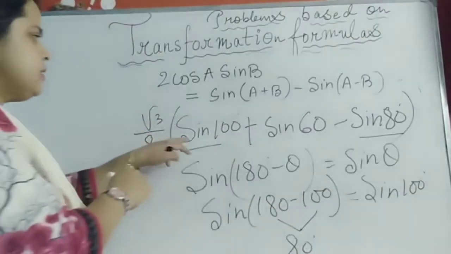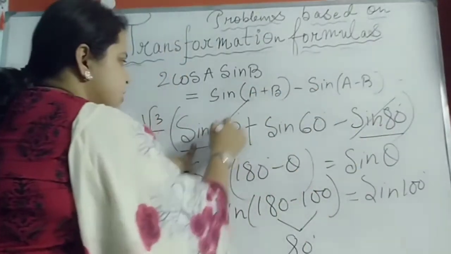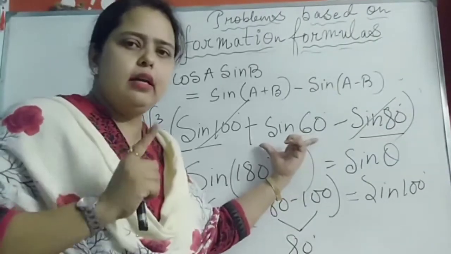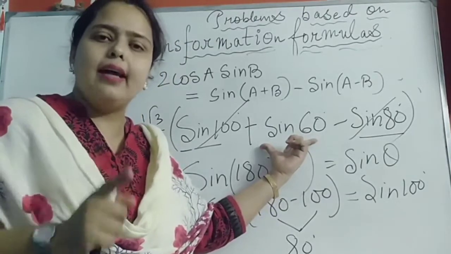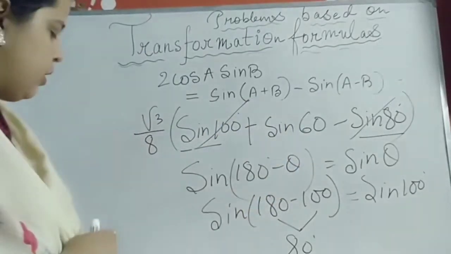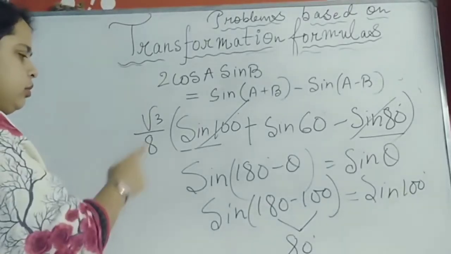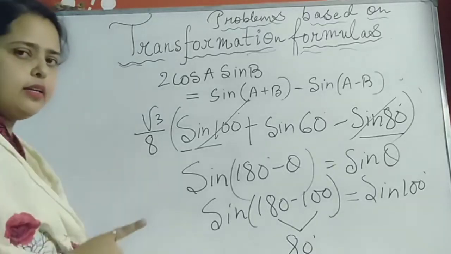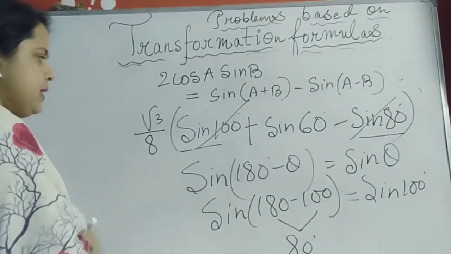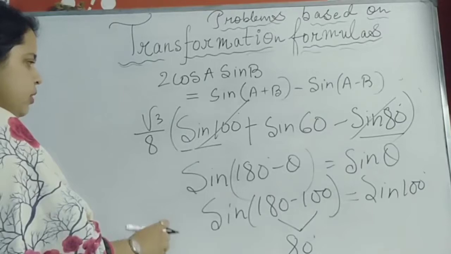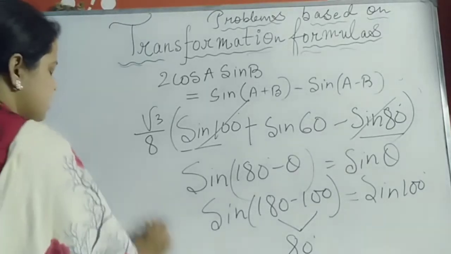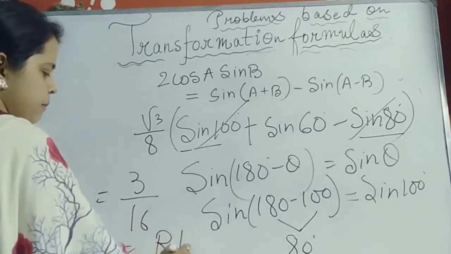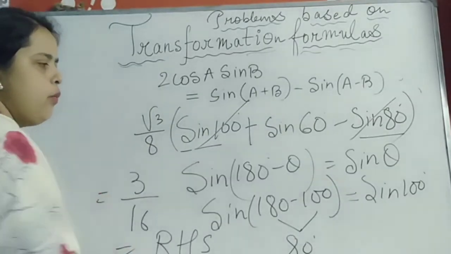So a minus sign is there in between, which is cancelling down, and we are getting only a leftover, that is sine 60 degree, which is root 3 by 2. That root 3 by 2 multiplies with this root 3 by 8, and we are getting the ultimate answer of 3 by 16. So the answer is now going to become 3 by 16, and that is matching with the RHS, the one we require.